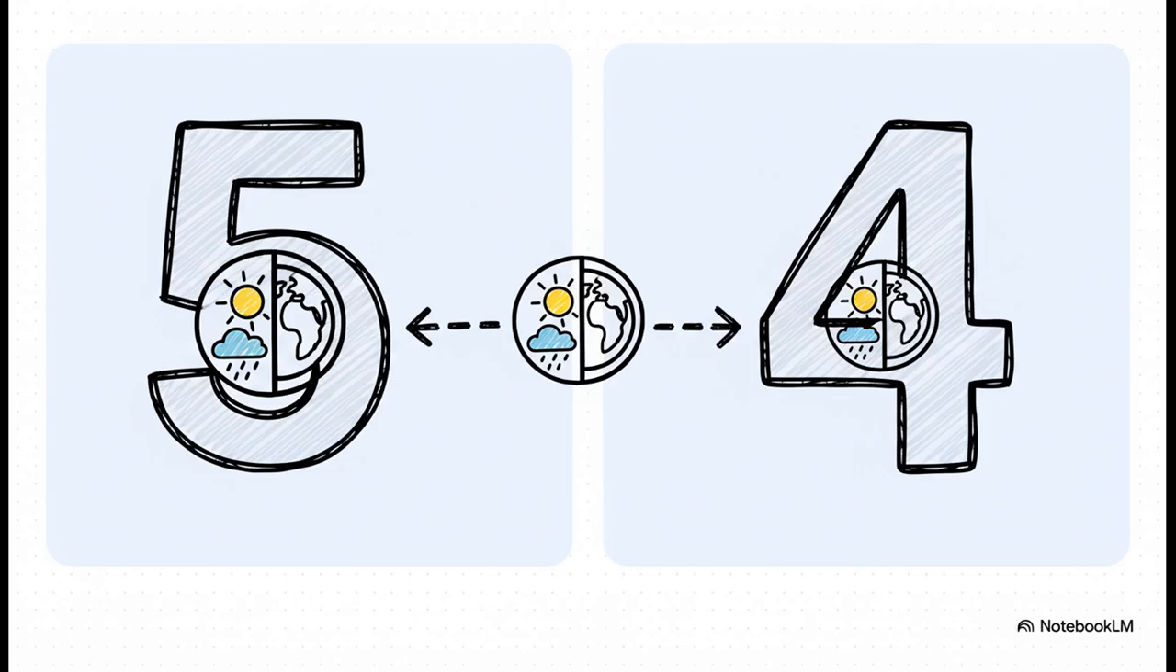Oh, and another big heads up for 4th grade. There's been a key content shift. The standard that asks students to differentiate between weather and climate has been moved down from 5th grade into 4th. That's a pretty significant structural change to keep in mind for your curriculum maps.